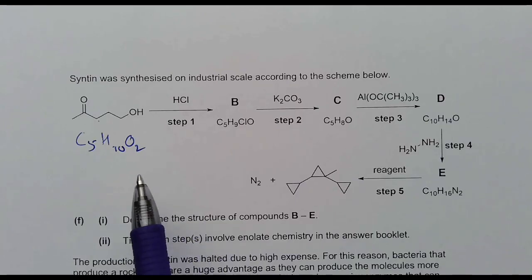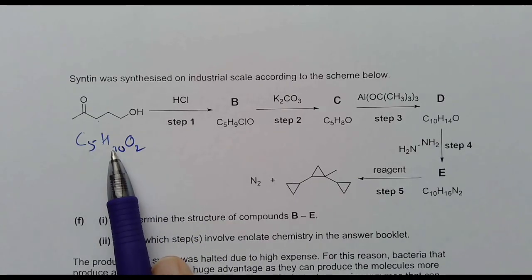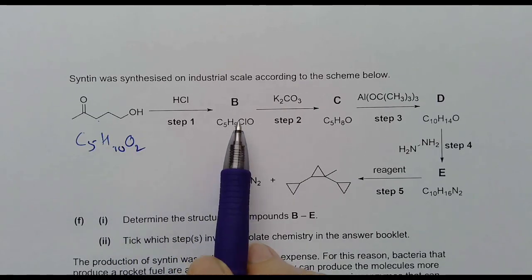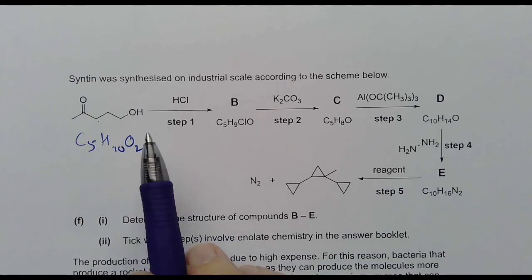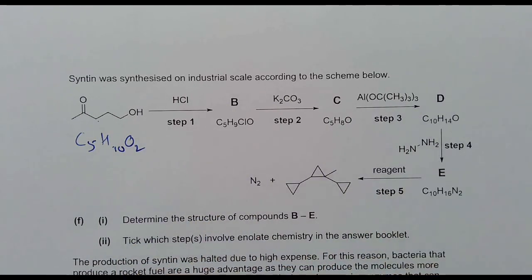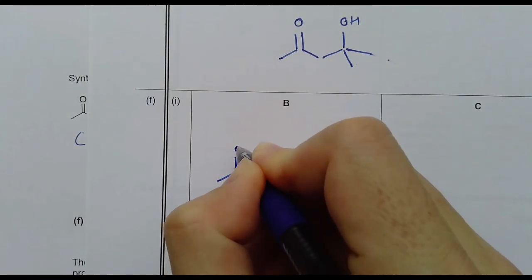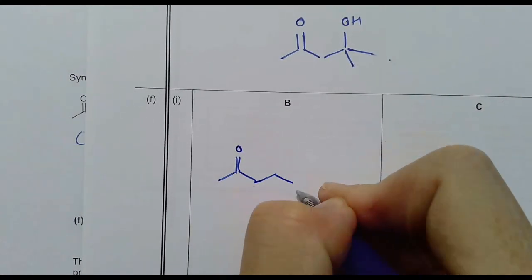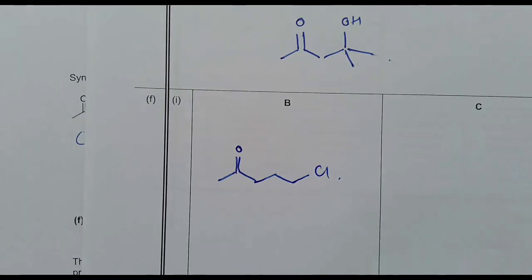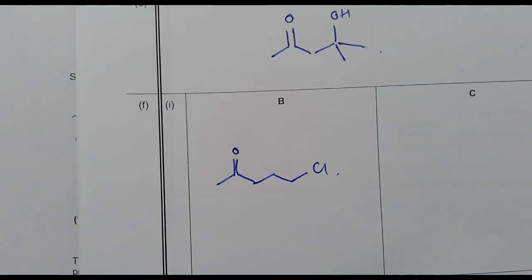So all I've done is I've replaced one hydrogen, one oxygen with a chlorine. So I've got rid of the OH group and I've put a chlorine in. So let's not think about it too long. That is B.